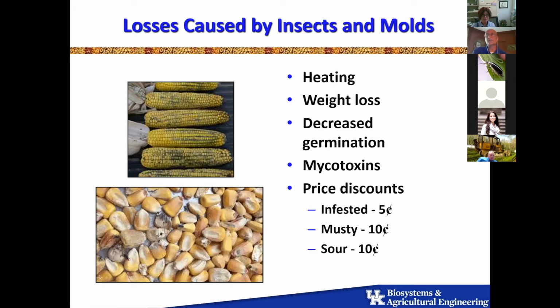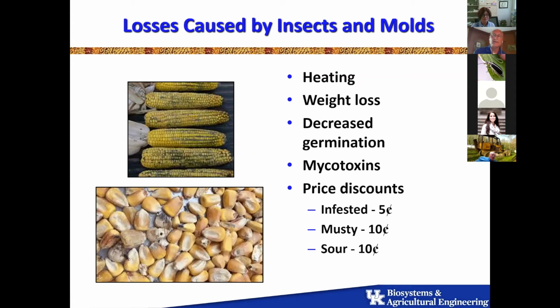Oh, it wasn't quite that far, sorry. It was more like 30 miles, up to Owensboro. But the load was rejected because it had live insects in the corn. So he had to bring that load home. And so discounts are one thing, but when your load's rejected, that's another level of pain that we want to avoid.